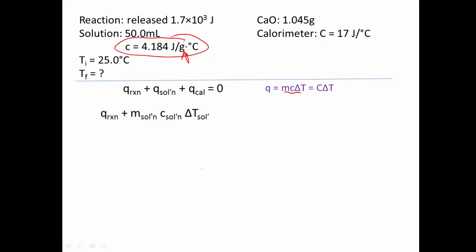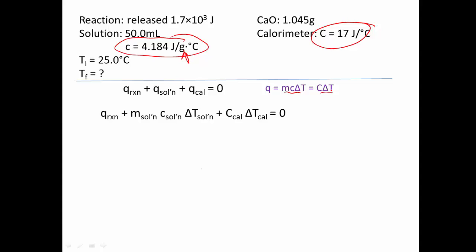Our last term, our Q of calorimeter, let's take a look at the constant given for the calorimeter. That's this one right here. Notice there's no grams in the unit, so we're just going to be using C delta T. So that's going to be C of our calorimeter, delta T of our calorimeter equals 0. All right, now our final question asks for T of F. We don't have this in the equation.